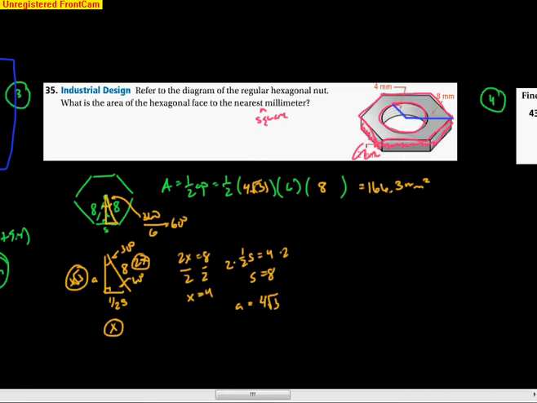Okay. And now the area of the circle. The circle's here. Just has a simple radius of 4 millimeters. Radius equals 4 millimeters. So the area of the circle is pi r squared. Pi times 4 squared. That's 16 pi, which is 50.3.